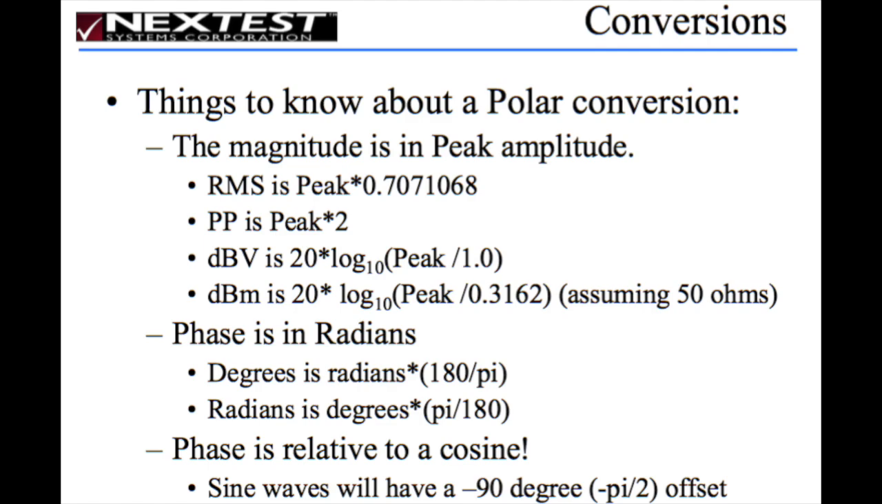Things to know about it. The magnitude is in peak amplitude. So if you want to calculate RMS, it's peak times 0.707. Now I told you about that. You can't use 0.707 all the time. There's a way. 0.707 works only for a single frequency, for a sine wave.